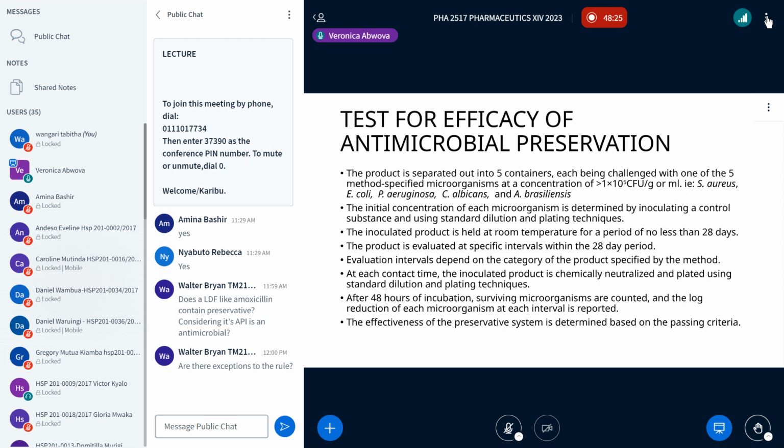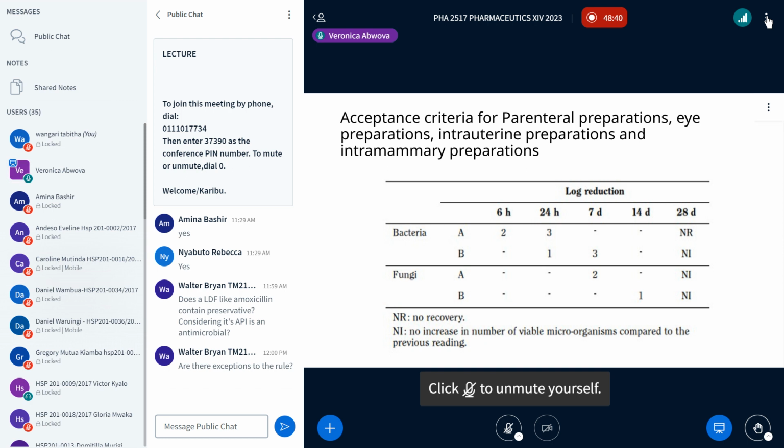Okay. After 48 hours of incubation, surviving microorganisms are counted, and the log reduction for each microorganism at each interval is reported. Okay. The effectiveness of the preservative system is determined based on the passing criteria. So, for instance, this is the acceptance criteria for parenteral preparations, eye preparations, intrauterine preparations. These are basically things that are supposed to be sterile. Okay.